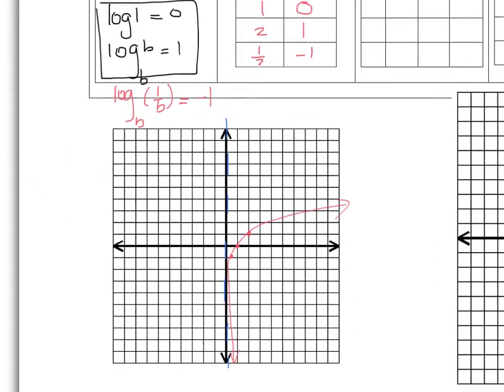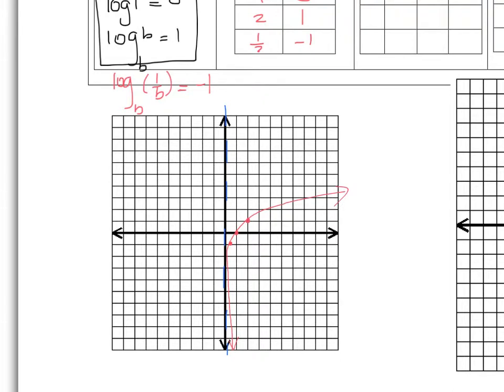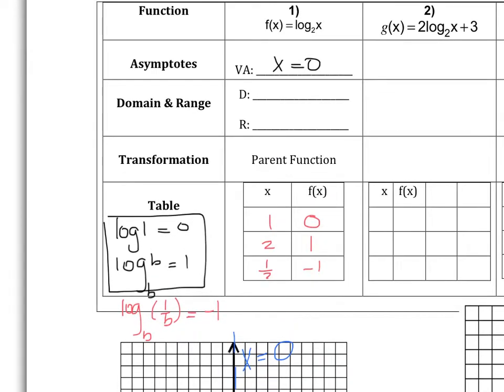Now, what would my domain be? As you can see, the graph is not extending beyond the vertical asymptote, so the vertical asymptote is my boundary. The domain is going to be from this asymptote all the way to plus infinity. Remember that the vertical asymptote in this case is x equals 0, so my domain would be from 0 to infinity. Infinity is not included, and since 0 is an asymptote, it's not included as well. My graph will never touch this vertical asymptote.